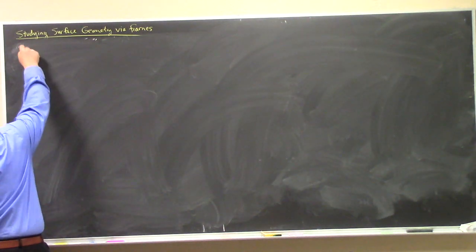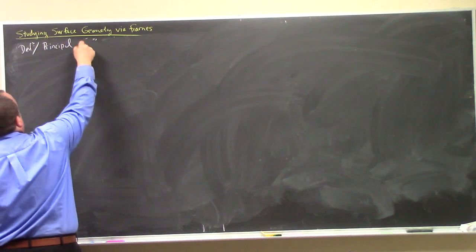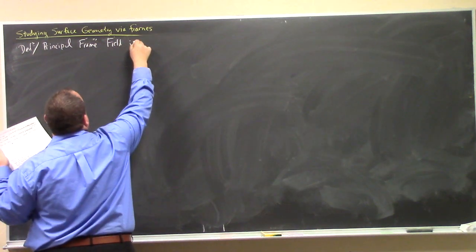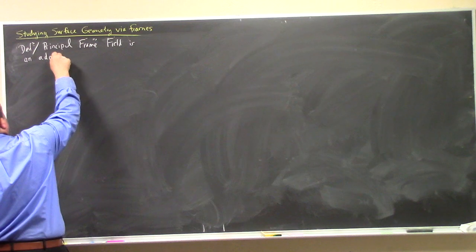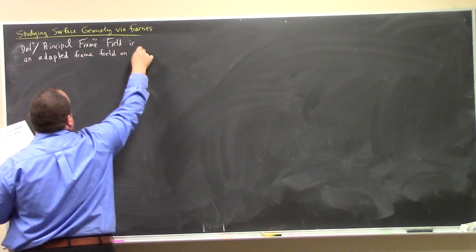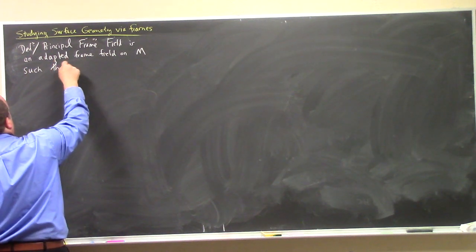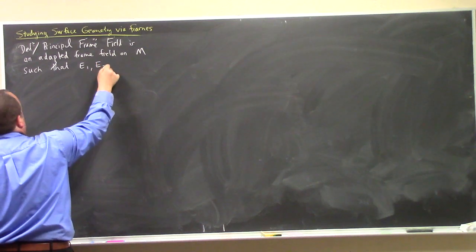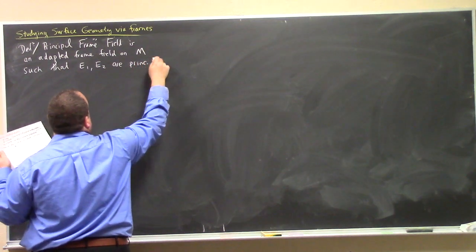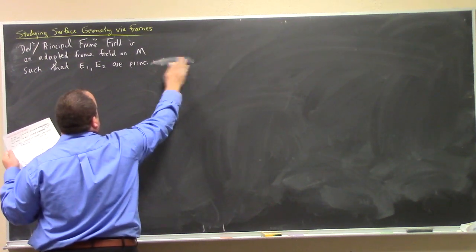All right, so definition: a principal frame field is an adapted frame field on M such that E1 and E2 are principal vector fields. I'll just say principal on M. I'm tired of writing.